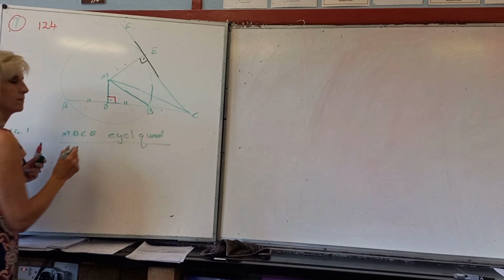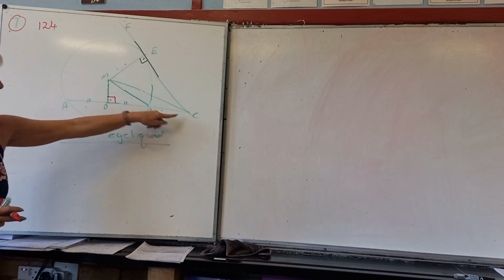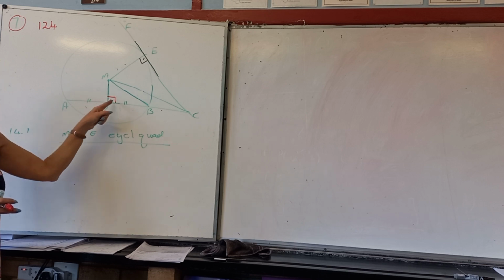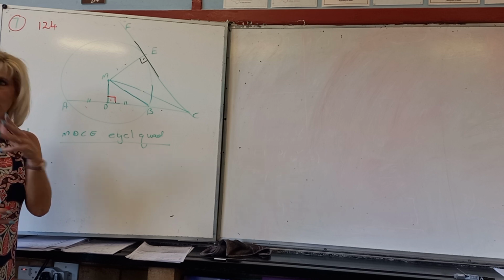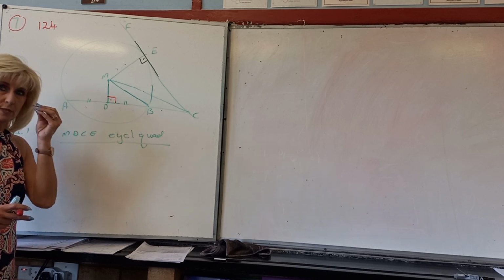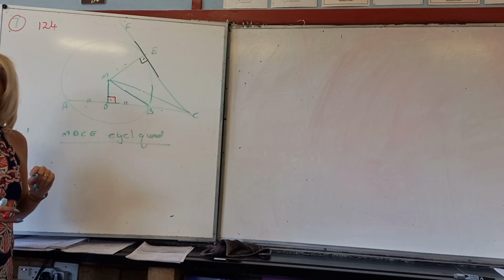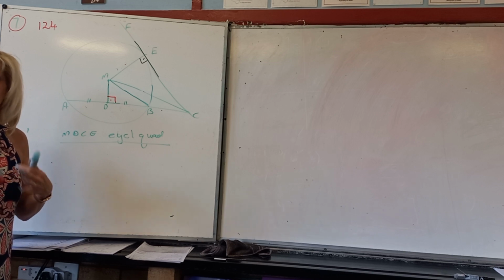Why? MDCE. Because the opposite angles are supplementary, not because they're equal. They are equal, 90 each, but it's because they're supplementary. That's why that is a cyclic quad, right? So I'm done with my first question, and I haven't even gotten to, let's get through all the theorems.